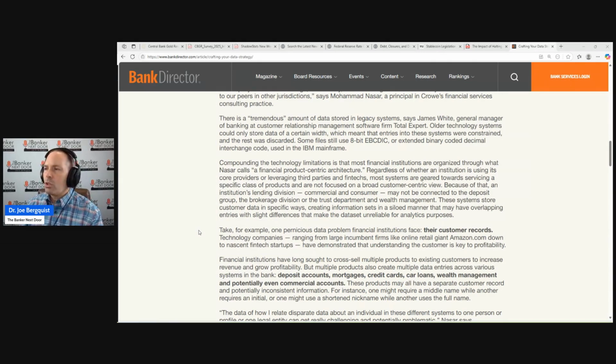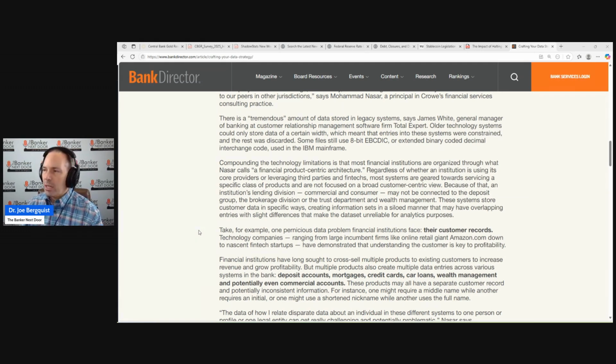Older technology systems could only store data of a certain width, which meant that entries into these systems were constrained and the rest was discarded. Some files still use 8-bit EBCDIC, or extended binary coded decimal interchange code, used in the IBM mainframe.